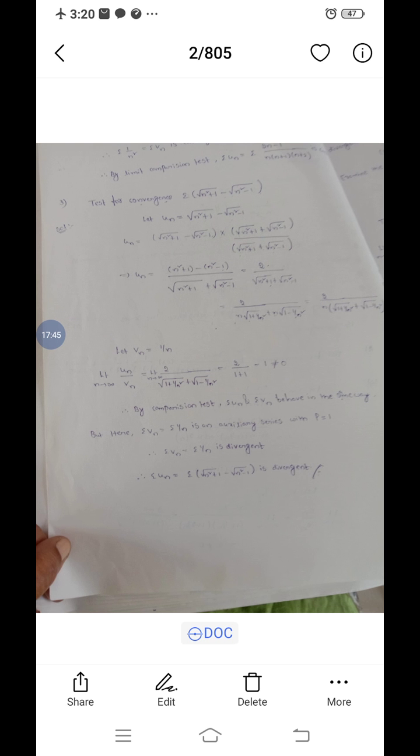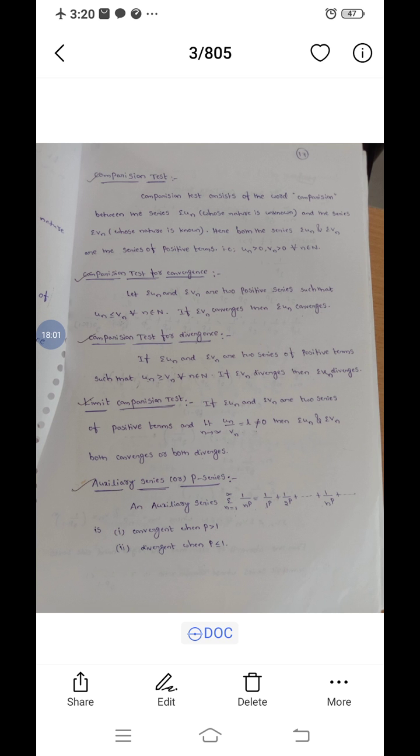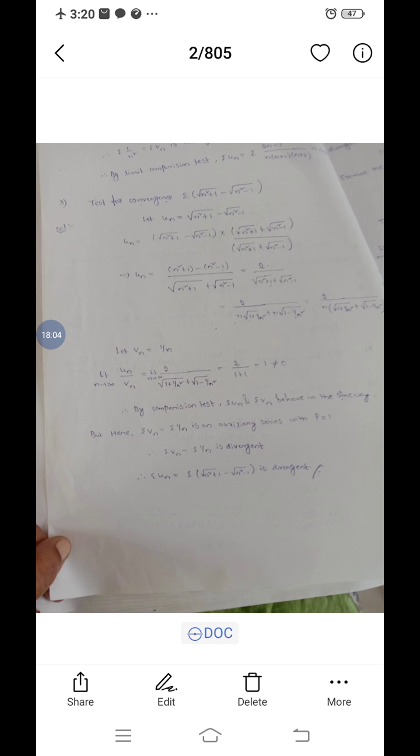Okay, and here from the auxiliary series or by the p series, summation Vn, summation 1 by n, means here p is equal to 1. You know that if p is greater than 1 it will be convergent, and if p is less than or equal to 1 it is divergent. In this example we have p equal to 1, therefore summation Vn, that is summation 1 by n, is divergent. So clearly summation Vn is divergent, then summation un is also divergent. Therefore the given series is divergent. Okay, so this is about the limit comparison test.